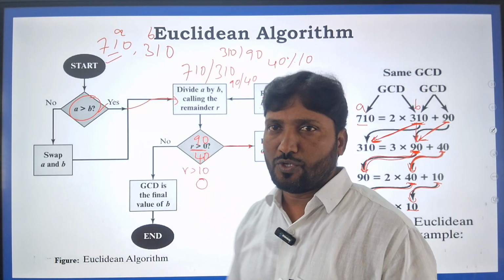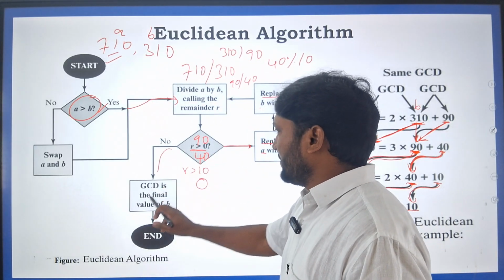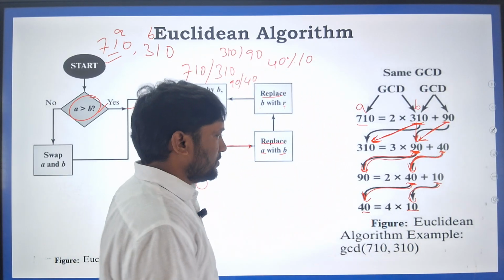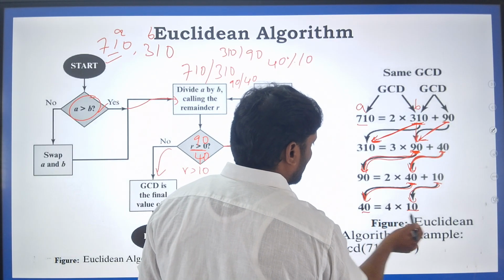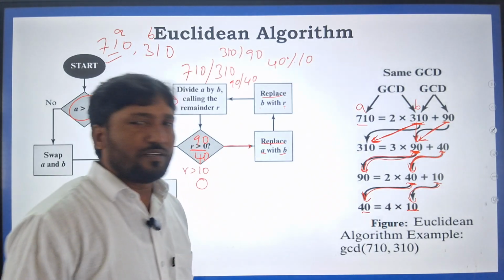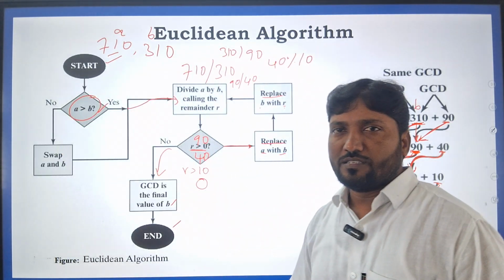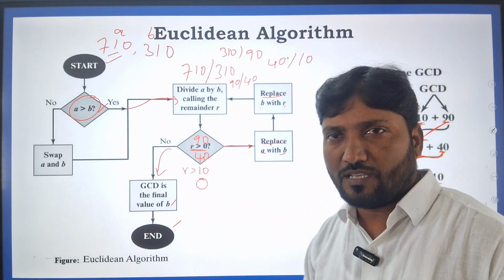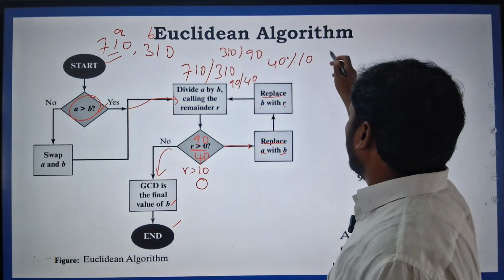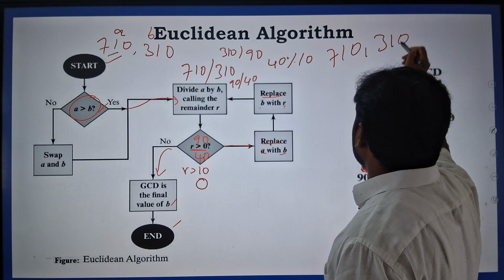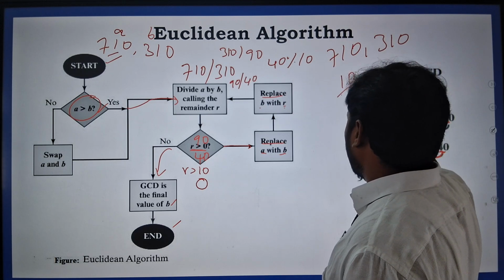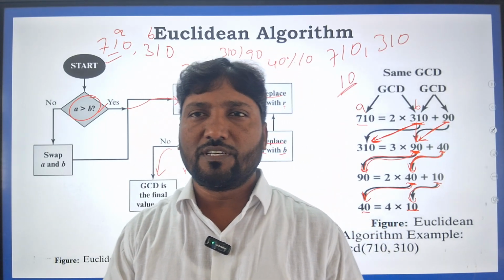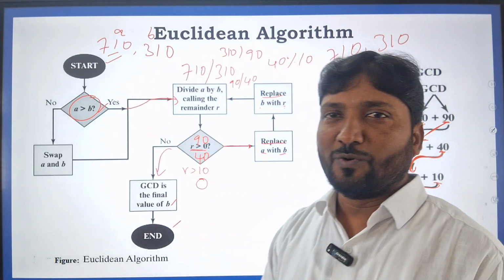What is the remainder here? 0. If the remainder is 0, then the final value of b is the GCD value. So what is the GCD value here? What is at the b place here? That is 10. So 10 can be considered as the GCD of 710 and 310. These two values are positive integers. For 710 and 310, the GCD is 10. This is how we calculate the GCD of two positive integers using the Euclidean algorithm.